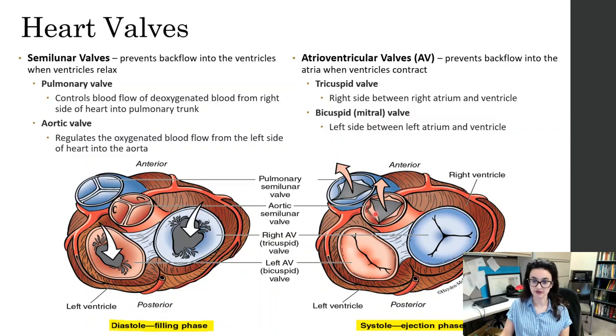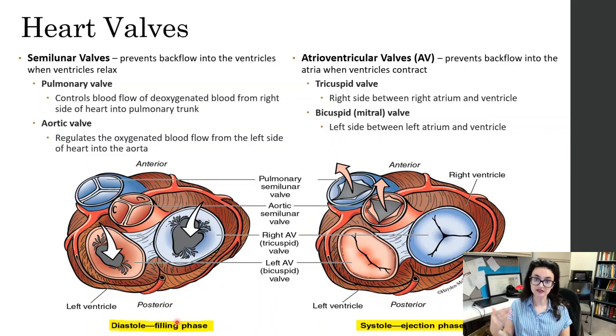Okay, so when the semilunar valves are open, the AV valves are closed by definition, and the opposite is true as well. So ejection will occur after you fill, right? It kind of has to happen in that order, although it is a cycle, right? And those have particular words.